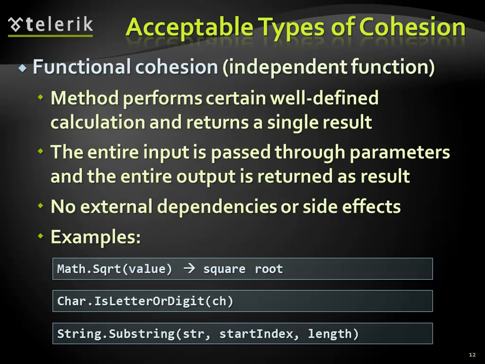So a few types of cohesion which are acceptable. We have, for example, a functional cohesion. That means that our method is doing something very specific, a small task, a very well-defined task. So here we have a method that will calculate the square root. Here we have a method that will tell us whether a certain character is a digit or a letter.